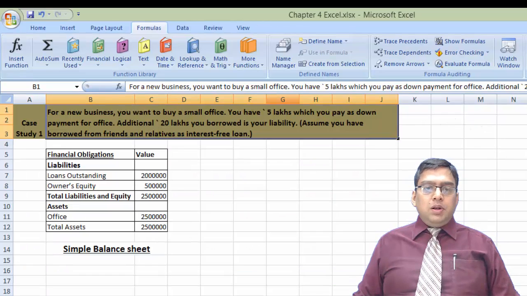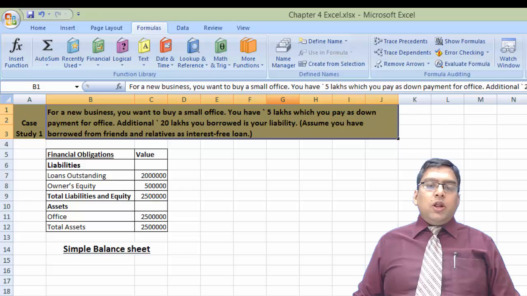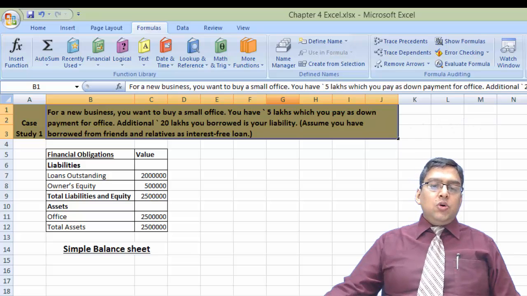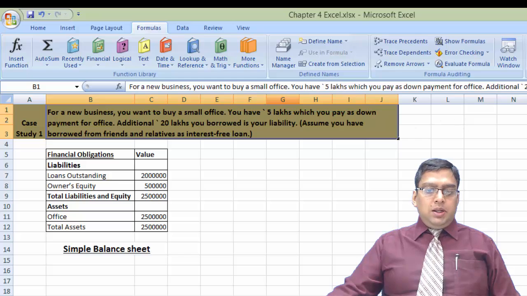Let's take a simple example, case study 1. For a new business, you want to buy a small office. You have 5 lakh which you pay as down payment for the office. The additional 20 lakh you borrow is your liability. Assume you have borrowed from your friend or relative as an interest-free loan. Financial obligations are like liabilities and assets.